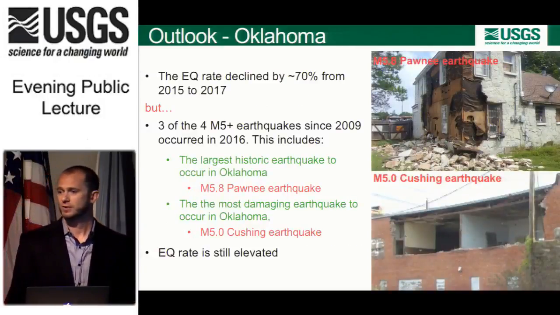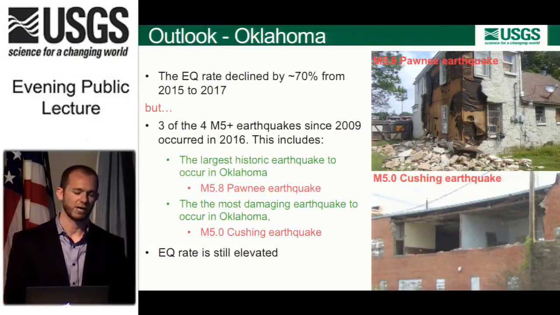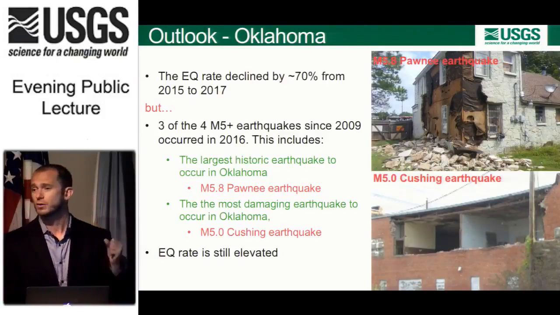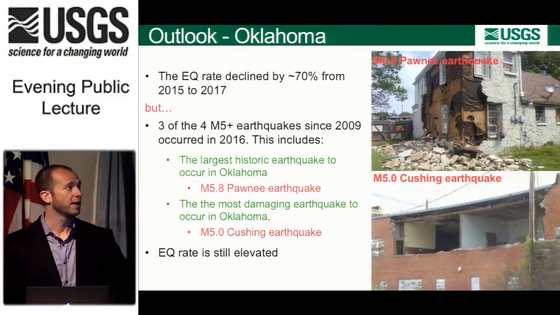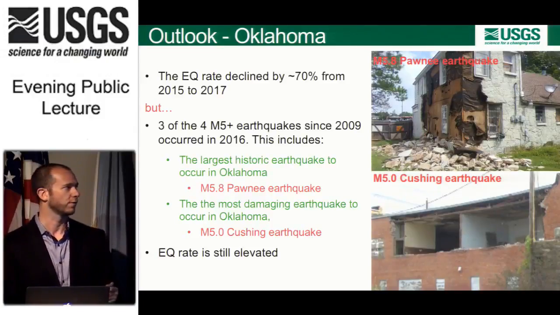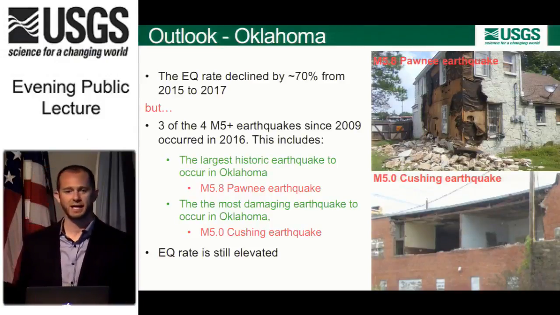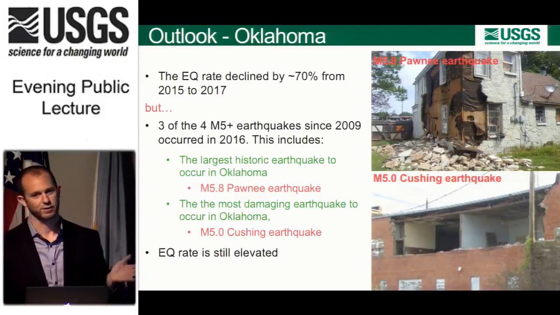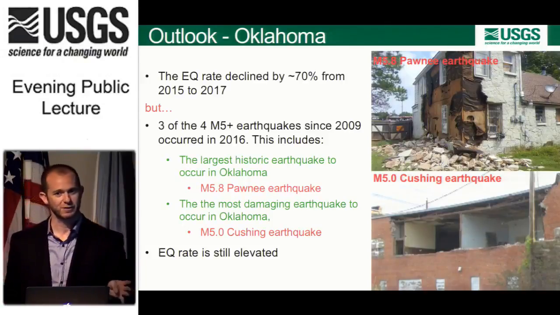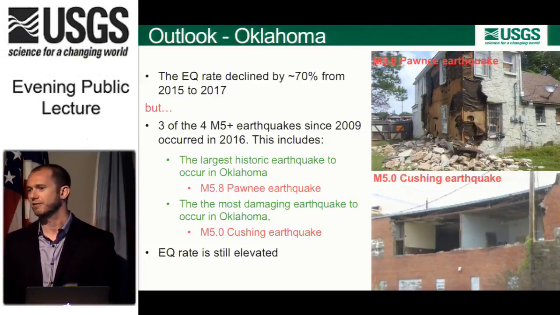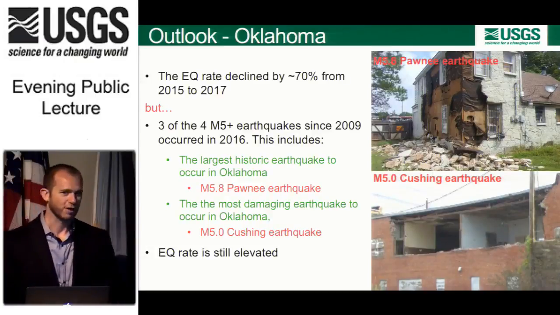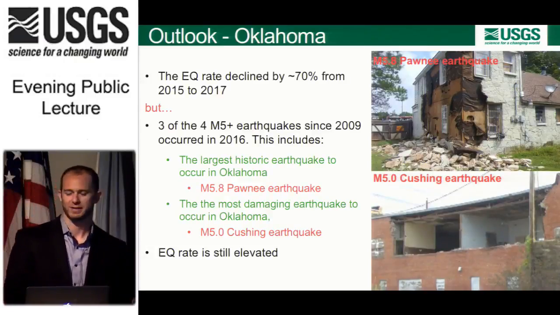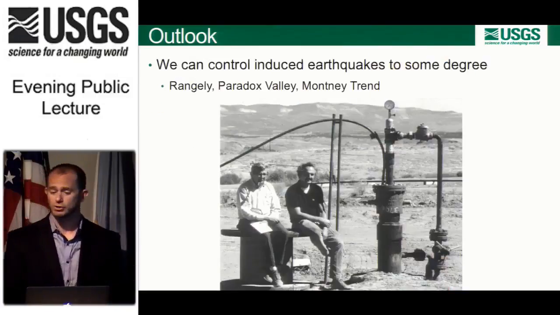But even though the earthquake rate is declining, we saw 3 of our 4 largest earthquakes to occur in Oklahoma occur in 2016 when the seismicity rate was already dropping. And this includes the largest historic earthquake to occur in Oklahoma, as well as the most damaging earthquake to occur in Oklahoma. And still, at the end of the day, yes, great, the earthquake rate is dropping. But we had about 400 magnitude 3 earthquakes in Oklahoma last year. That's still 200 times the background rate of earthquakes. So I don't think the people in Oklahoma are really happy with that still. But it's not all doom and gloom.